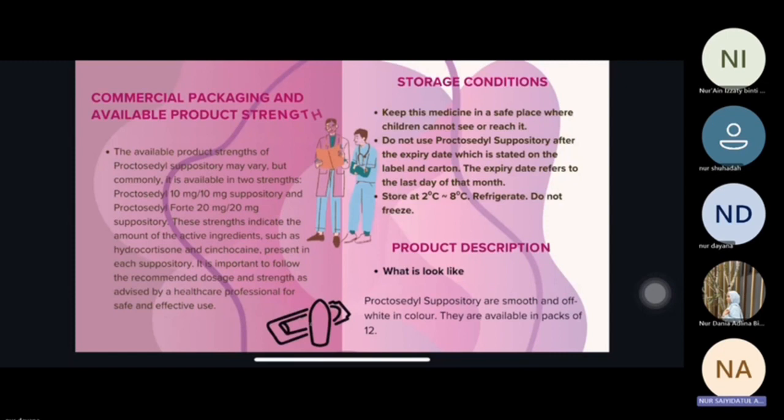Storage conditions. First, keep this medicine in a safe place where children cannot see or reach it. Second, do not use Proctoxide suppository after the expiry date, which is stated on the label and carton. The expiry date refers to the last day of that month. Last one, store at 2 Celsius to 8 Celsius. Refrigerate, do not freeze. Product description: what does it look like? Proctoxide suppositories are smooth and off-white in color. They are available in packs of 12.